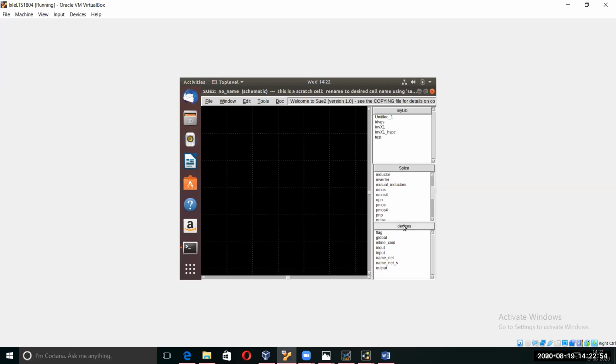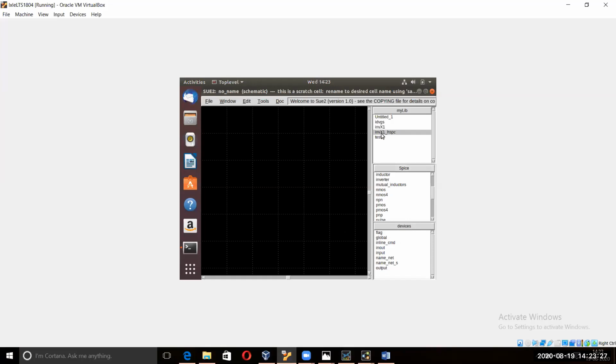And then this is devices, where we find the input ports, output ports, in-out ports, then global. Global is the variable used for mentioning VDD and ground, so we will use this global. You just have to drag the thing and drop it here by clicking the mouse button, and that helps you create your schematic.